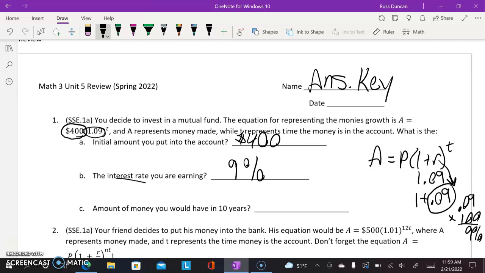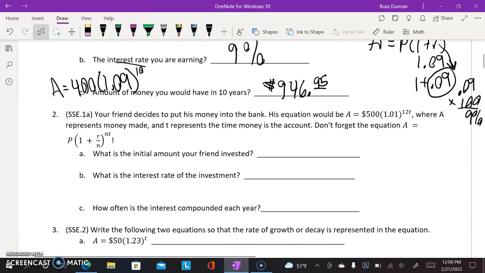Okay? And the amount of money I'll have in 10 years is actually the easiest part of the problem. You're really just typing that into the calculator, and you're getting, let's see, 10 years, $946.95. Okay, and the way we did it is we literally just put into our formula A equals 400 times 1.09 to the 10. Now, I may not do that one for you. That one, I think on the next problem, you're going to have to do that yourself. So when I check this, I would expect that to be filled in by you.